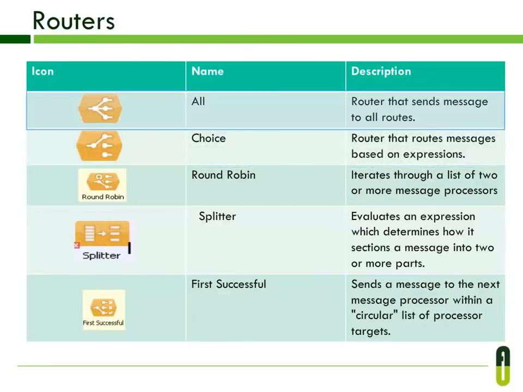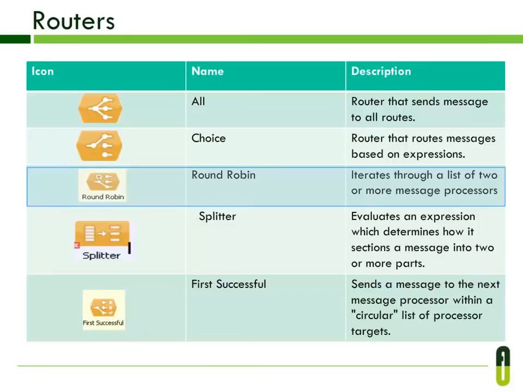All router. The all message processor can be used to send the same message to multiple targets. Router that sends messages to all routes. Choice router. The choice message processor sends a message to the first message processor that matches. Router that routes messages based on expressions.